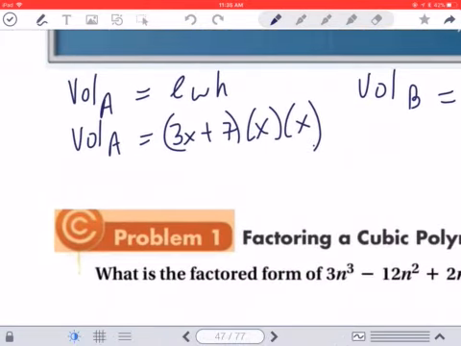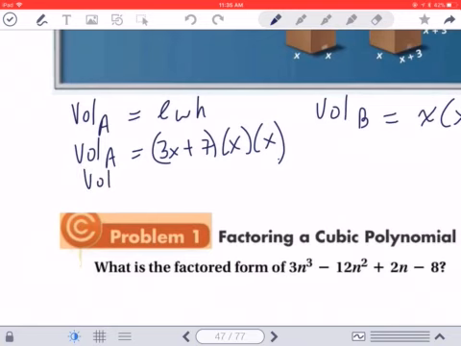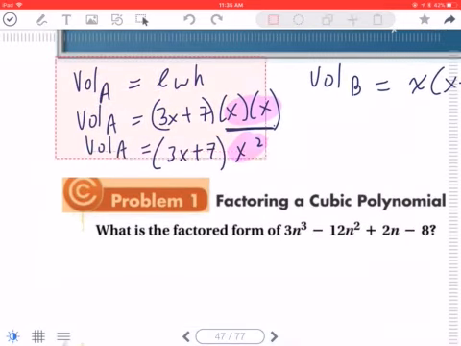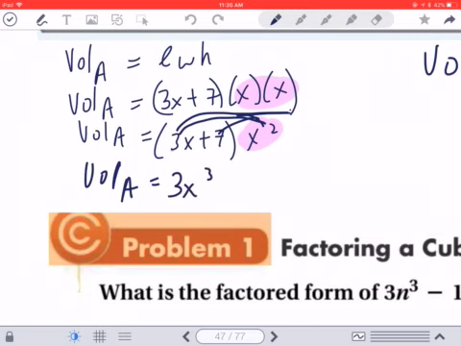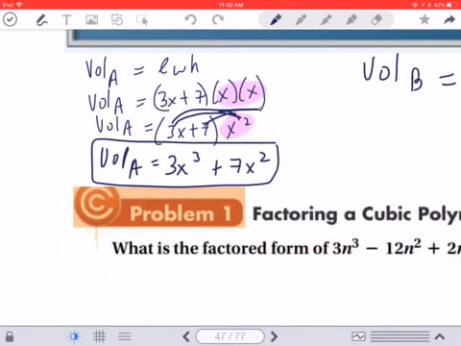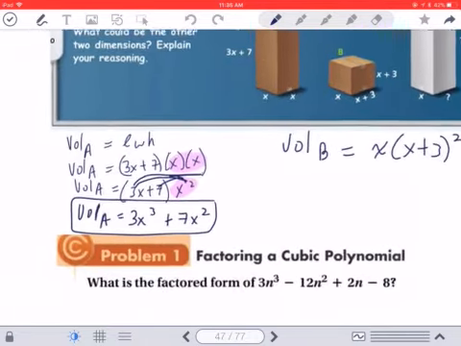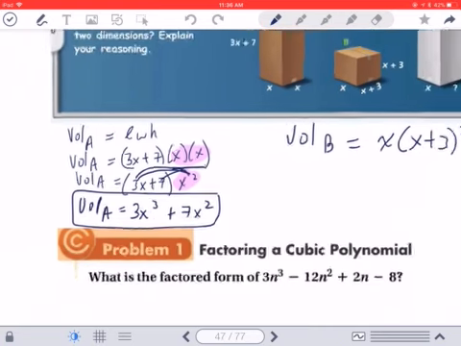Okay, so there's a couple different ways you can do this, but I'm just going to simplify x and x to be x squared. So I'll just simplify that down here to be x squared. And then I have 3x plus 7 here. So if I simplify that down and distribute this x squared, the simplest way to represent this would be x squared times 3x is 3x cubed. And x squared times 7 is 7x squared. Okay, so this is the best way to represent the volume of box A. Notice that it's cubed. So usually volume is cubed.